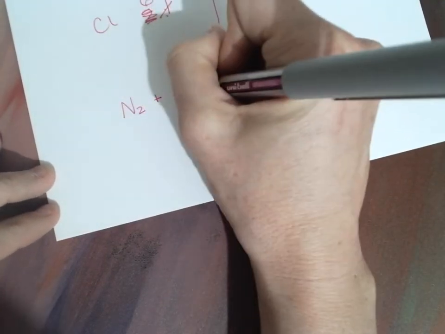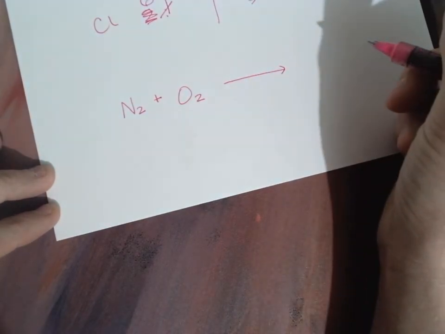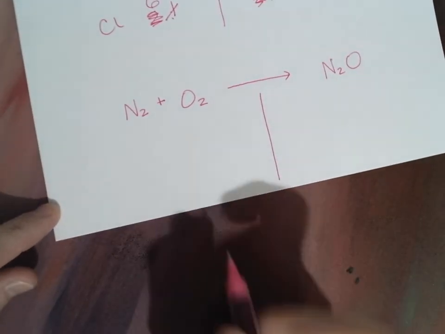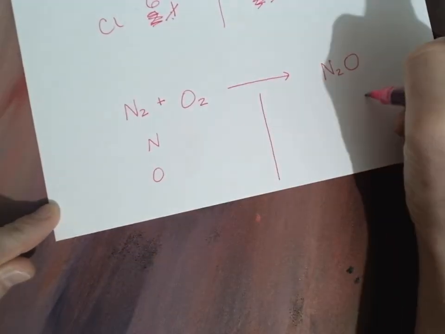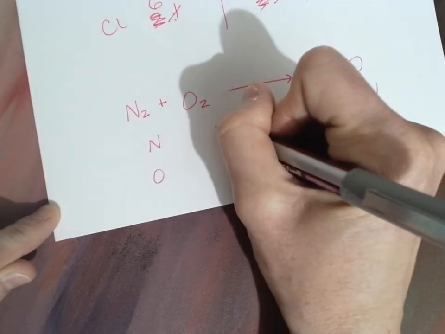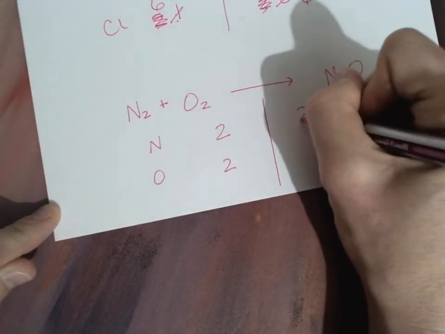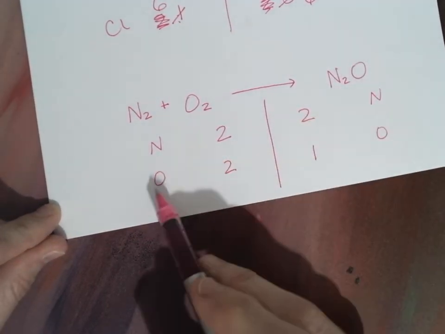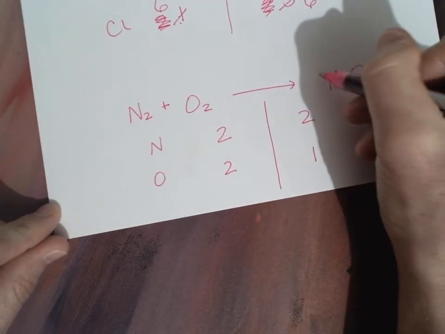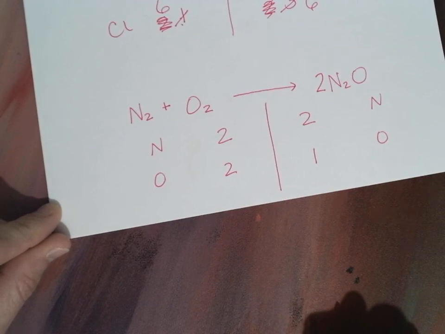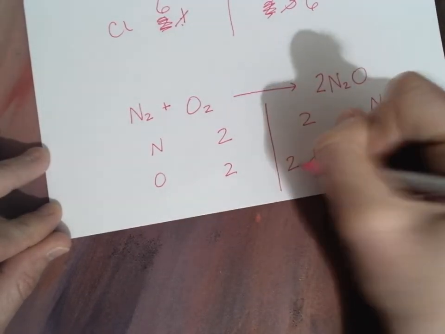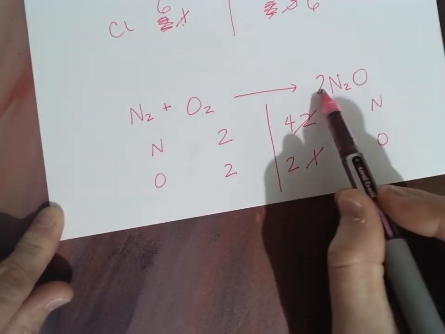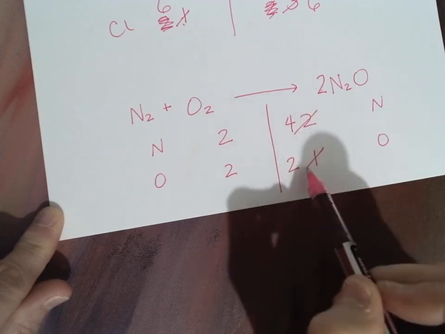N2 plus O2 yields N2O. So that was step 1, and now I'm doing step 2, which is list out my atoms. Okay, we're not balanced because oxygen only has 1 on this side. So in order to get at least up to 2, I'm going to have to multiply, right? Well, when I put a coefficient of 2 here, it also does it for the N. So now I have 4 N.